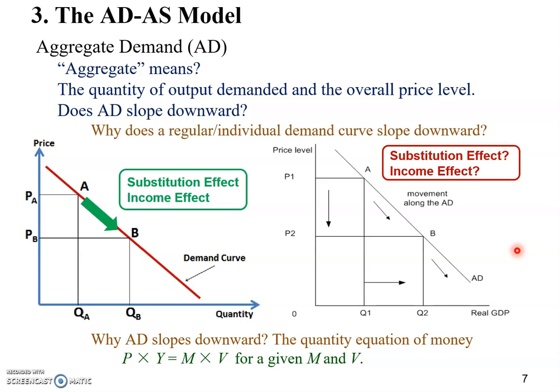Now, the key here is to remember the difference between an individual demand curve and the AD. The reasons why they slope downward are different. You would find the substitution and income effects when we look at the individual demand curve, but you won't find the same effects for aggregate demand. All right, in the next video, we're going to continue our discussion with the upward sloping AS curve, aggregate supply.